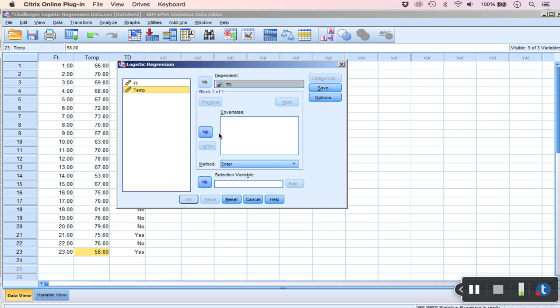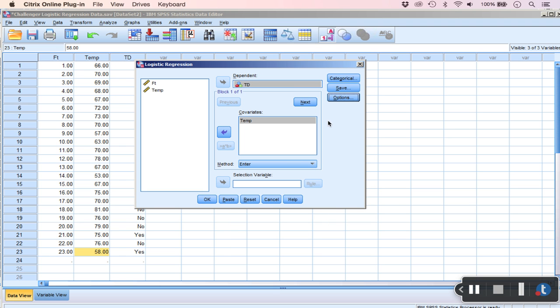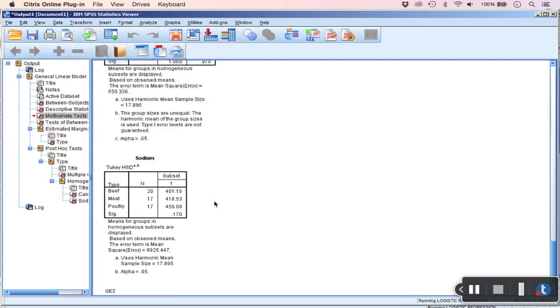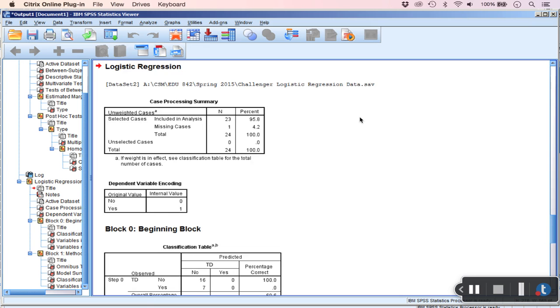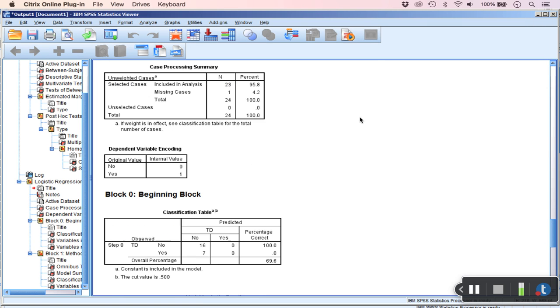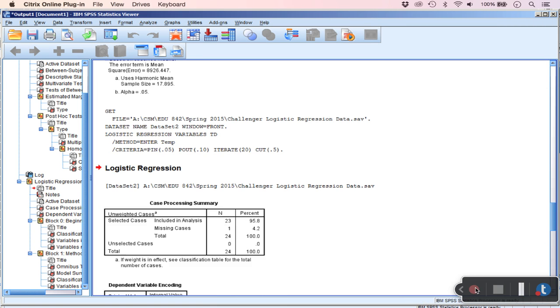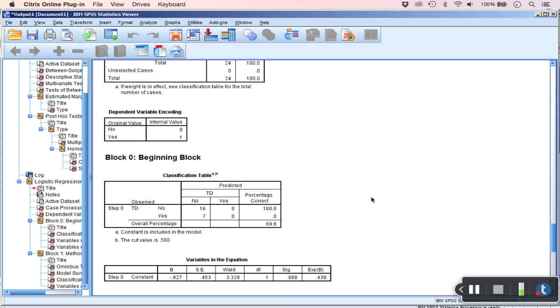We're going to transport our dependent variable, thermal distress, over. Then I'm going to take our independent variable, temperature, and transport it into this box labeled covariates. I'm not going to do anything with the flight variable; that was just a label so we know which flight is which. We won't use any additional options and will keep this example really simple. So we have our dependent variable, and our independent variable goes in the covariate box. I'll go ahead and click OK.